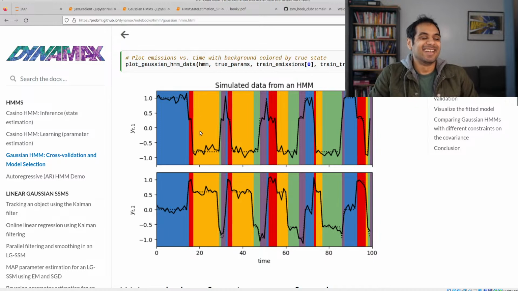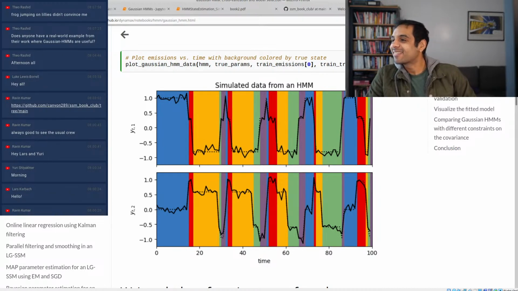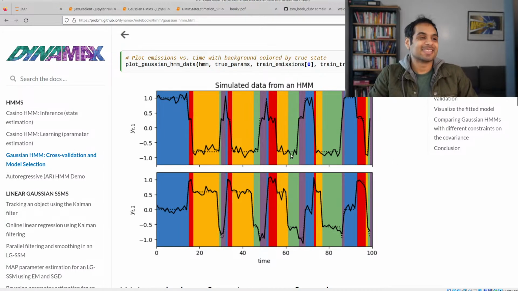And sorry, Theo's comment about frogs jumping on lilies. I'll pull up the chat. So Theo's talking about frogs jumping on lilies. We can't see the bottom, but it's a funny one. I'll get back to that in a second.